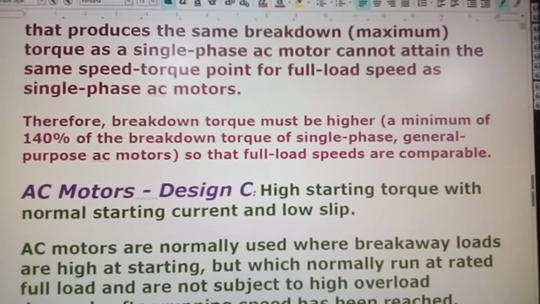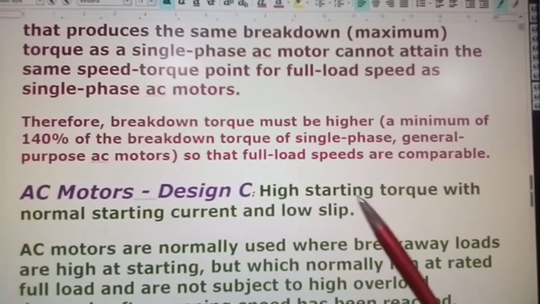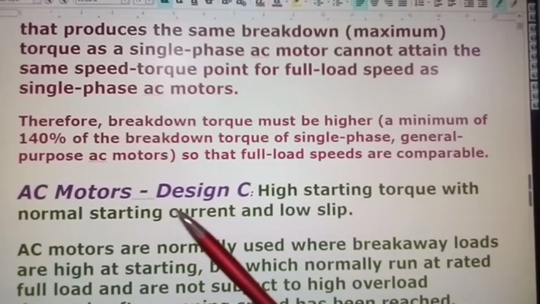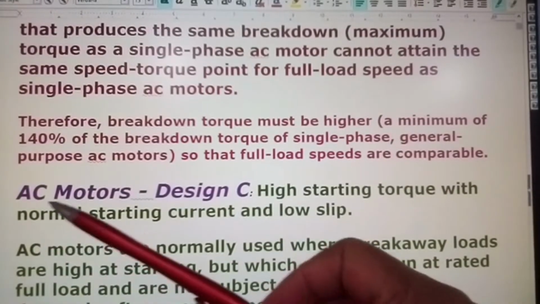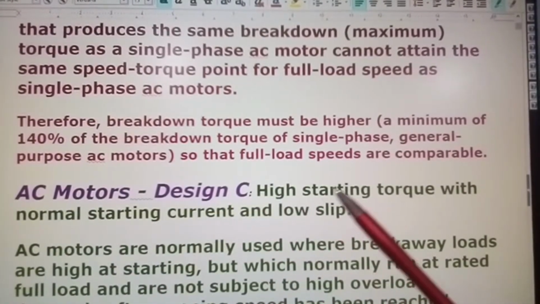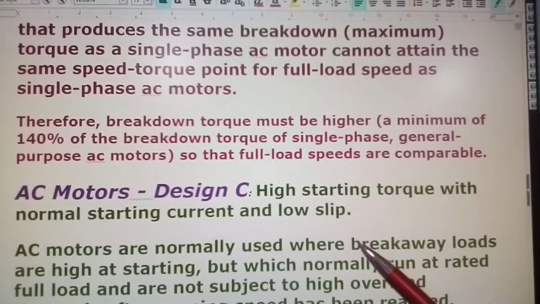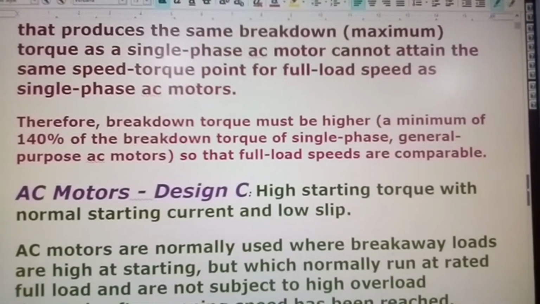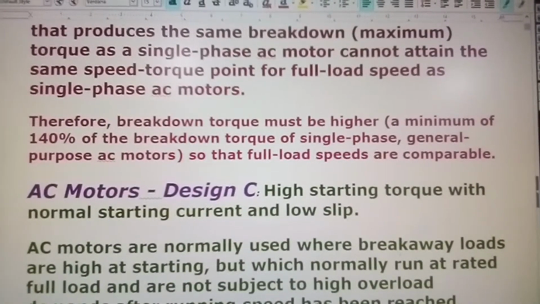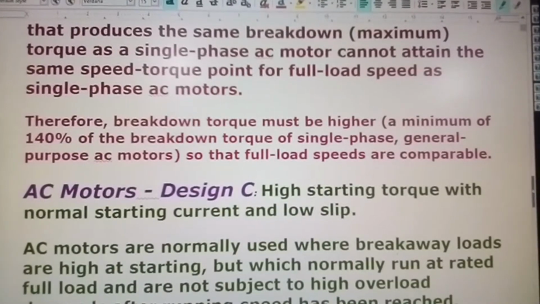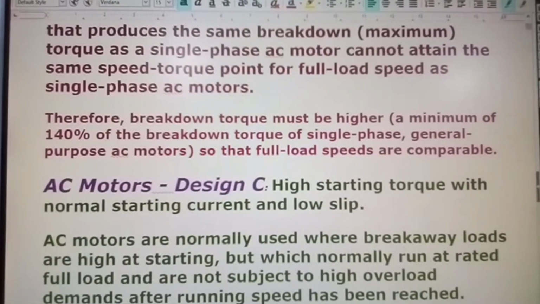Now AC motors design C. Now again here, AC motors design C: high starting torque with normal starting current and low slip. So in your design C, you have a high starting torque with normal starting current and low slip. So this means that the motor can start up on the load, allowing you to operate immediately.